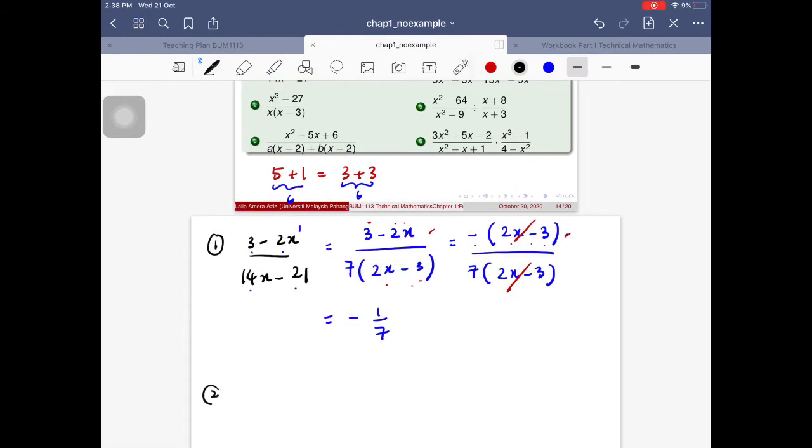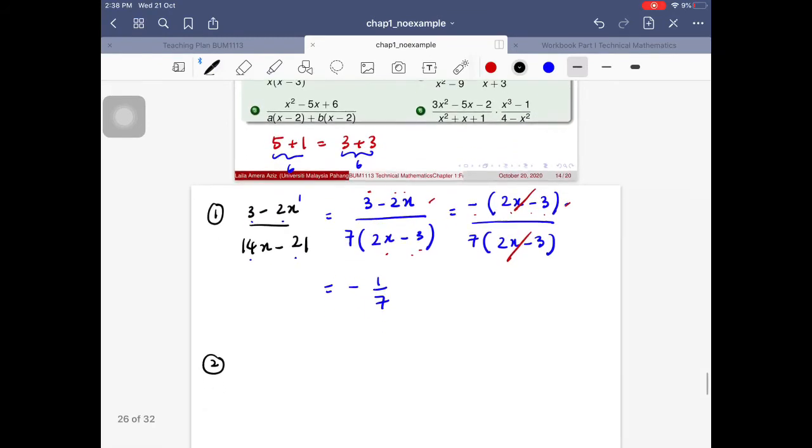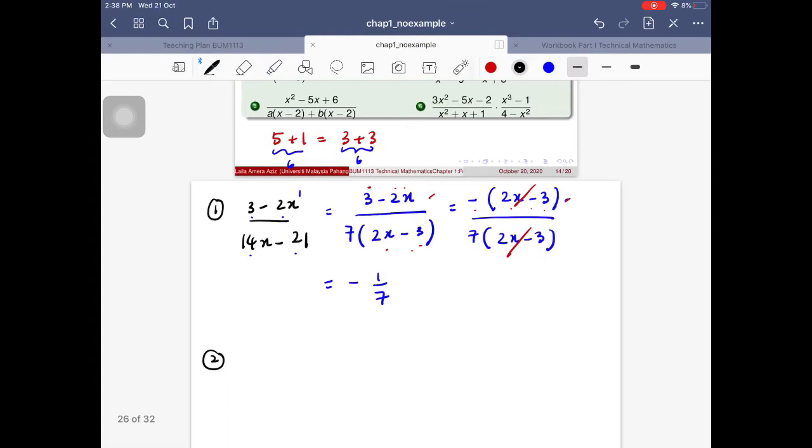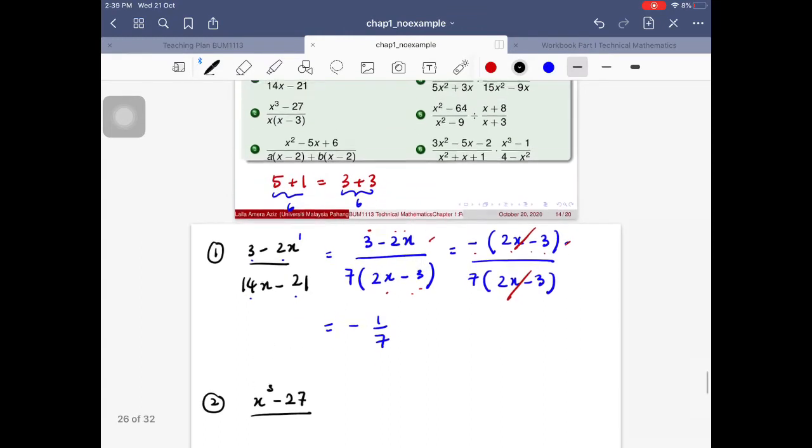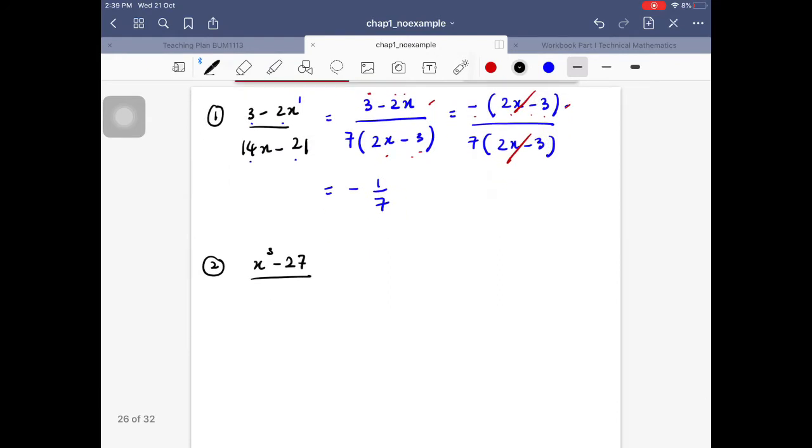So the second example, I have x cubed minus 27, and that will be over x multiplied by x minus 3.